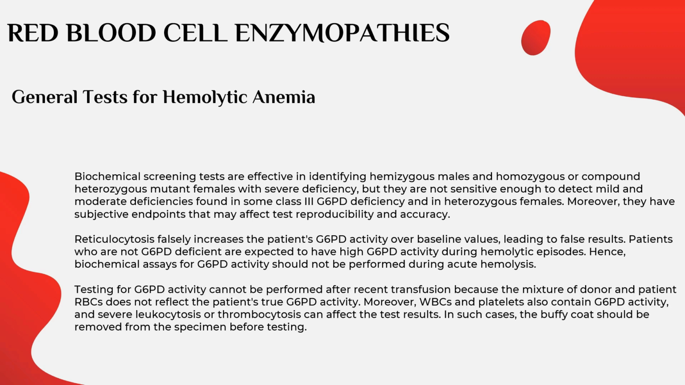Testing for G6PD activity cannot be performed after recent transfusion because the mixture of donor and patient RBCs does not reflect the patient's true G6PD activity. Moreover, WBCs and platelets also contain G6PD activity, and severe leukocytosis or thrombocytosis can affect the test results. In such cases, the buffy coat should be removed from the specimen before testing.